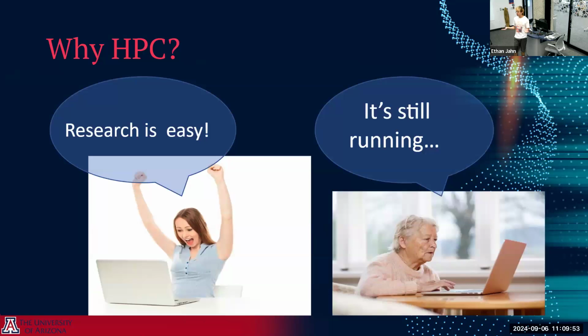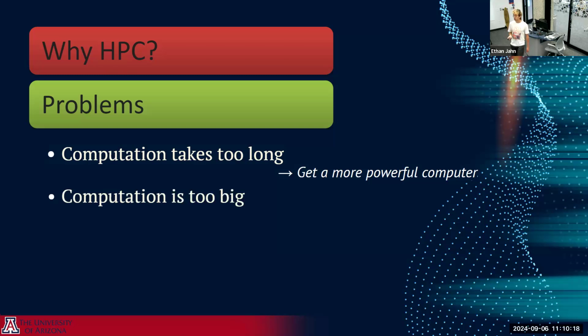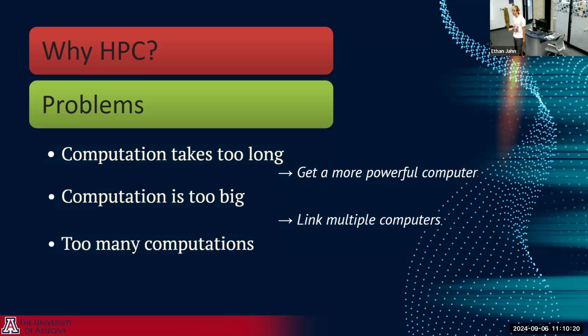So why do we need to use HPC? Well, if we're going to be running highly detailed models, a laptop might not be the best way to do it. You're going to be waiting for that code to run well into old age. So we instead want to take a different approach. If the computation takes too long, we might want to get a more powerful computer. If the computation is too big, we might want to link multiple computers. If there are too many computations, we might need to use a separate computer for each job. And these are all problems that the HPC can solve.